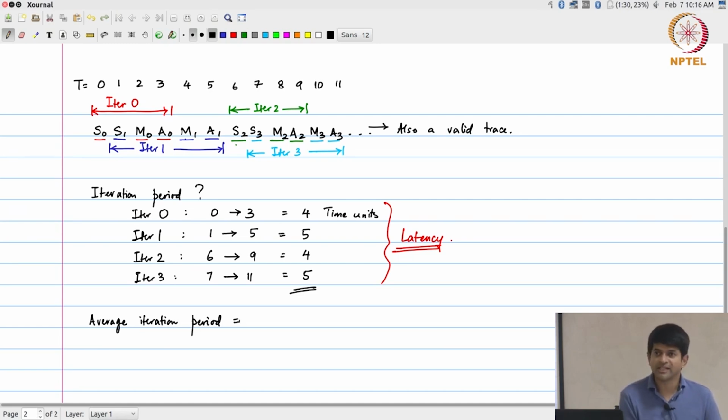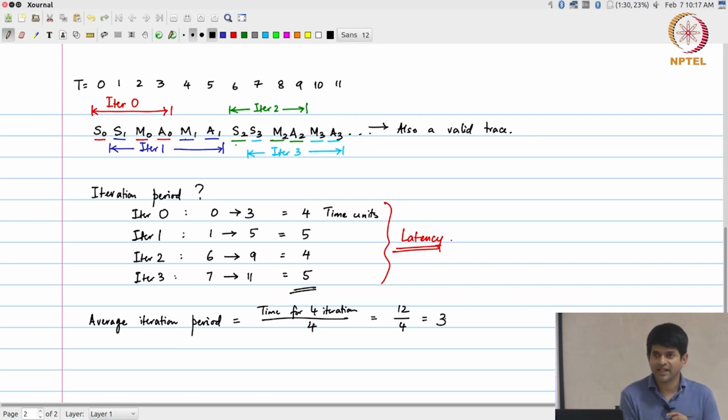Time required for finishing n iterations divided by n. So, in this case, let us take time for 4 iterations divided by 4. How much is it? I am able to finish 4 iterations starting from time 0 and finishing at time 11, therefore 12 time units. So, 12 time units divided by 4 comes out to be 3.